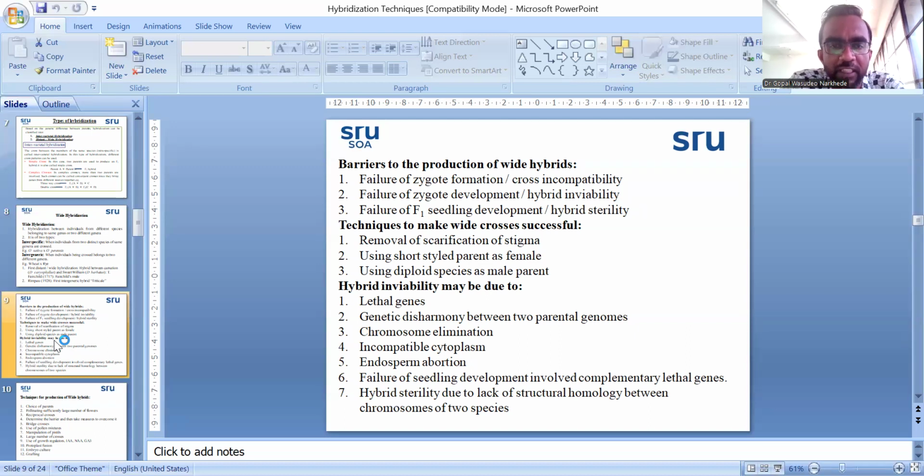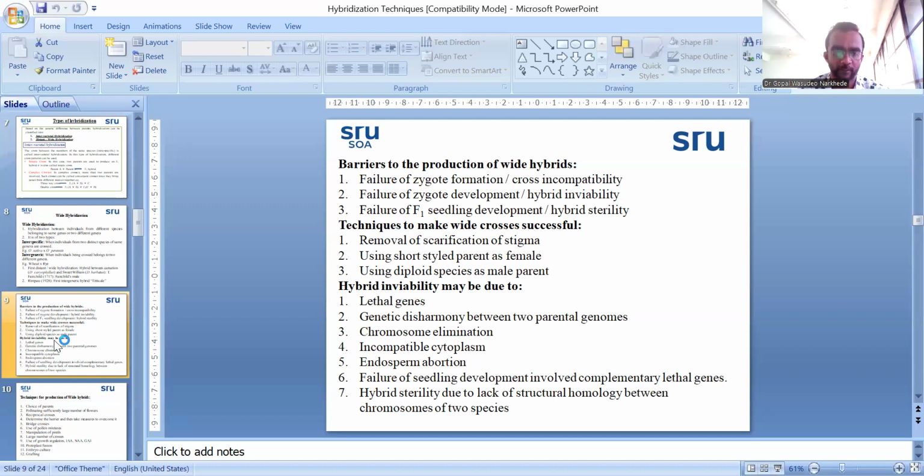The third is chromosome elimination. If we use some species from a specific genus where one chromosome is either less or more than the cultivated, ultimately it will result in failure of this hybridization process. Next is incompatible cytoplasm. As we all know, whenever we produce an F1 hybrid, the cytoplasm present in the hybrid will come from the female parent. If the female used in the hybridization process is not compatible for germination of pollen, and we transfer that cytoplasm to the F1 hybrid, ultimately that hybrid will also become inviable, or you can say a sterile hybrid.